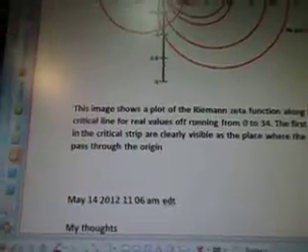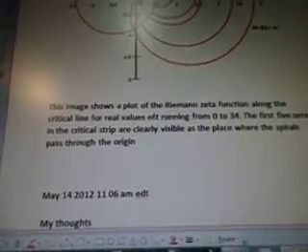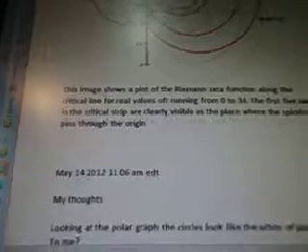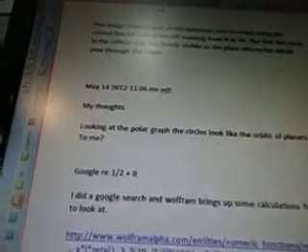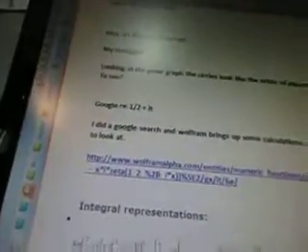This image shows a plot of the Riemann zeta function along the critical line for real values of t running from 0 to 34. The first 5 zeros in the critical strip are clearly visible as the place where the spirals pass through the origin. May 14th, 2012, my thoughts: looking at the polar graph, the circles look like the orbits of planets to me. Google Re 1/2 plus it. I did a Google search and Wolfram brings up some calculations for you to look at. Integral representations. There's the graph for that.